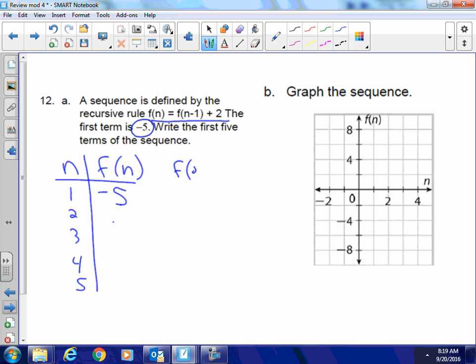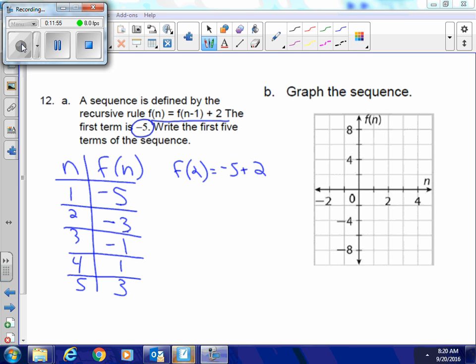F of 2 is when I take my previous term of -5 and add 2 to it. And I get a -3. But now I can see, just to get each successive term, I'll add 2 to the previous term. Get a -1, get a 1, and get a 3.